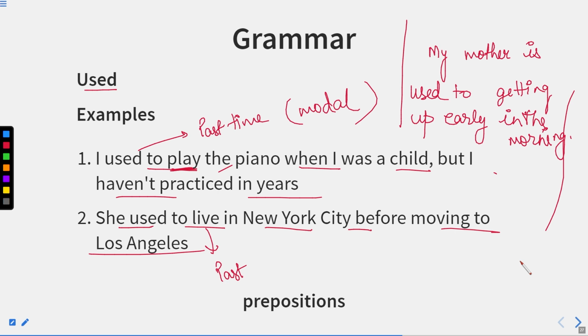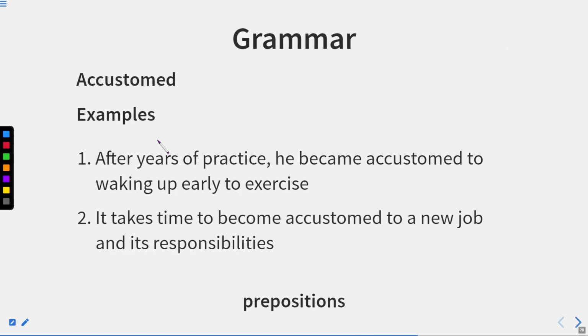Now you can see over here that we have my mother, that is the subject, then is, which is the helping verb, then after that we have used to, so this is an adjective, and here we have getting, which is verb with the ing. So this is the structure of using the word used to. Now let us move to the next one. I hope you got it.